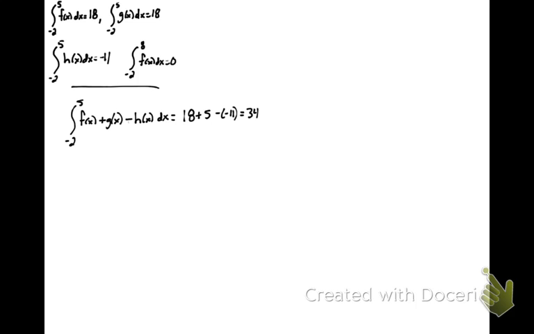Now, a different question is, what is the integral from 5 to -2 of 4 g of x dx? And one thing that's true is that's equal to 4 times the integral from 5 to -2 of just g of x dx. And I know that g of x dx from -2 to 5 is 5, so if I'm going in the opposite direction, it would be equal to the opposite value, so in this case -5, and 4 times that is -20.